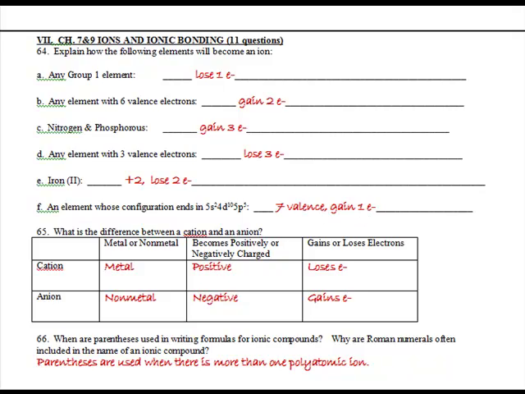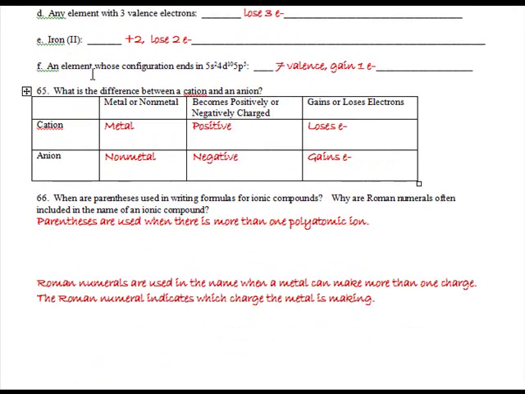Alright, number 65. 65 is filling out a table so you know the differences between cations and anions. Cations are going to be metals. You can remember that T in the middle of cation and the T in the middle of the word metal. Cations also are positive. You can remember the T in the middle of the word cation kind of looks like a plus sign or a positive sign. And then finally, how do you become positive? You become positive when you lose electrons. If you don't have as many electrons as you used to, that means you're going to end up with less negatives and therefore more positives.